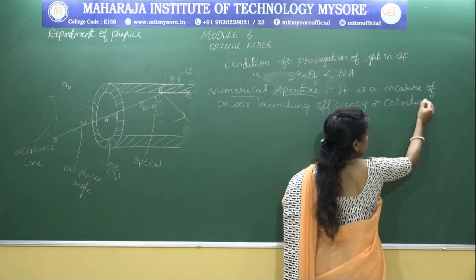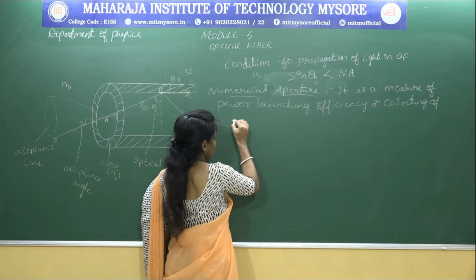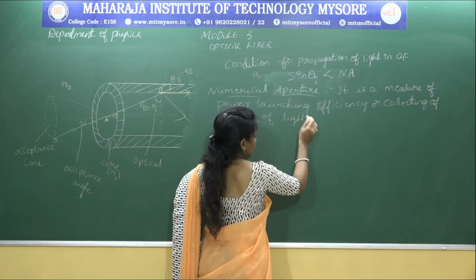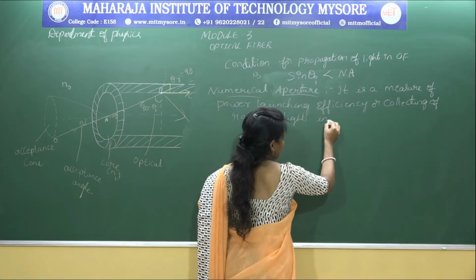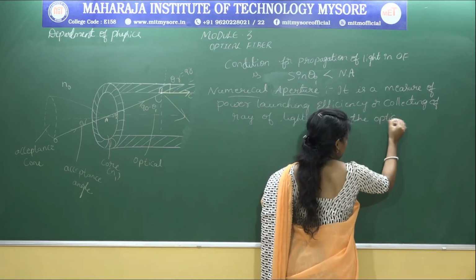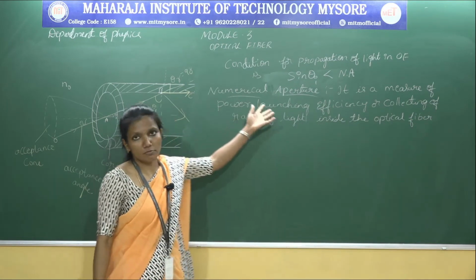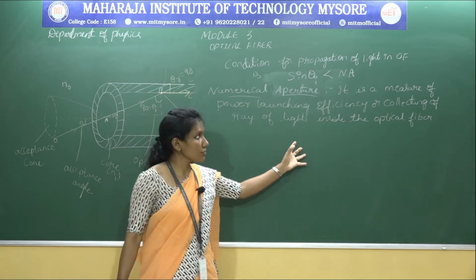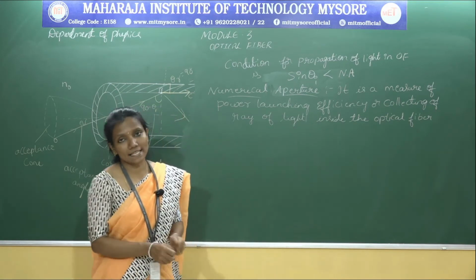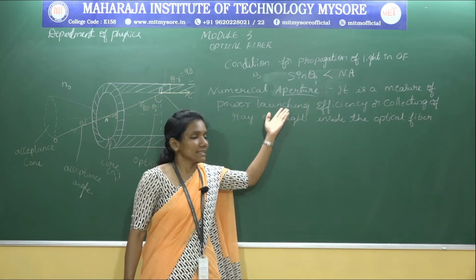So, numerical aperture means it is a measure of the power launching efficiency or collecting of rays of light inside the optical fiber. How many light rays can gather inside the optical fiber, that is nothing but the numerical aperture.